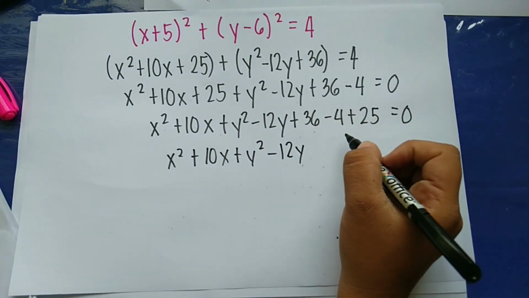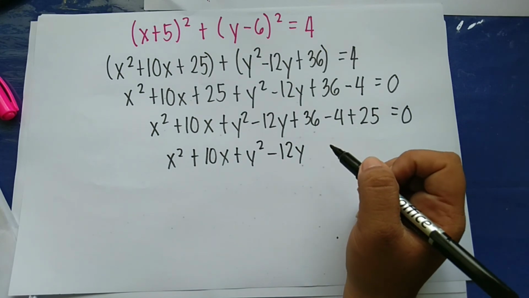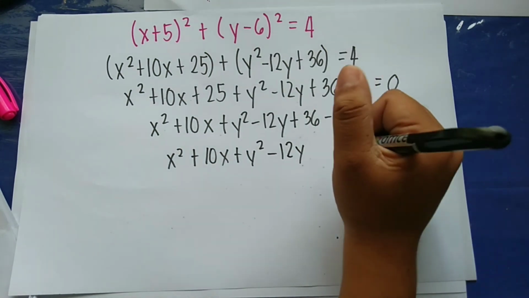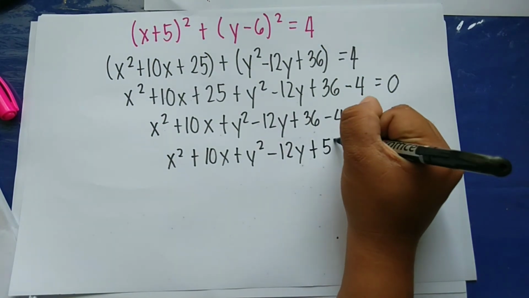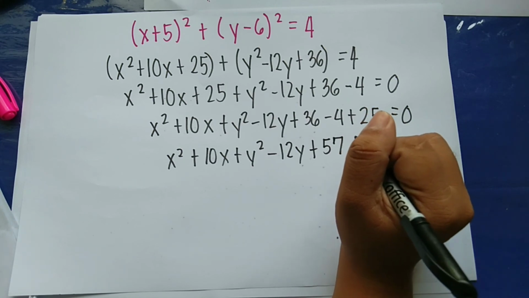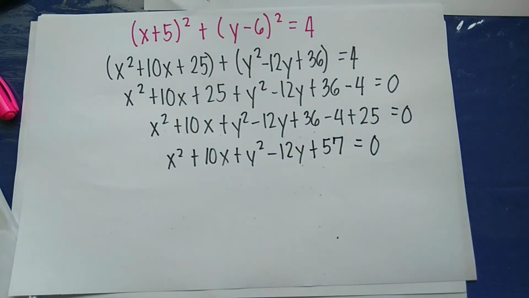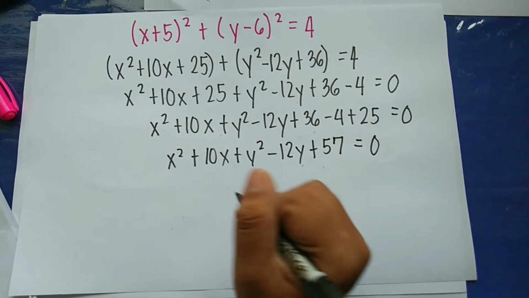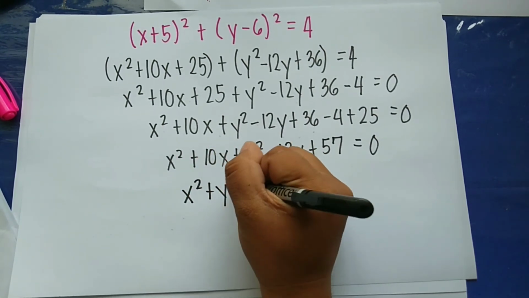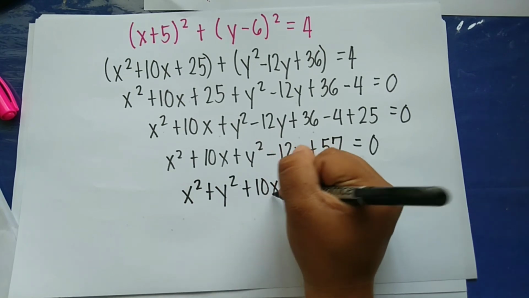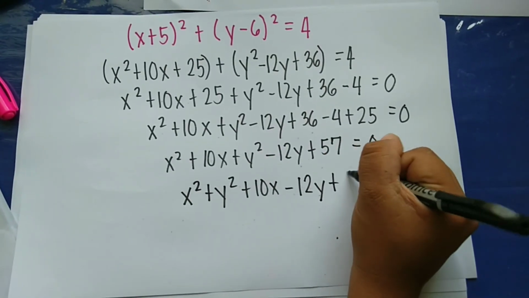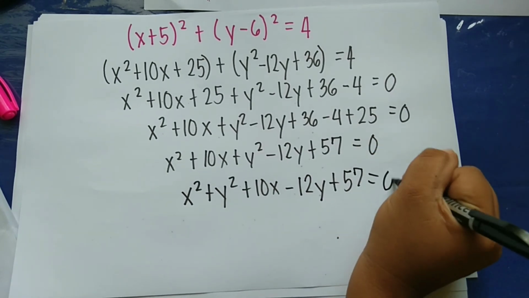Okay. 36 minus 4 is equal to 32 plus 25 is equal to 57. So we have positive 57 is equal to 0. And we will follow the general form. Rearrange the terms. We have x squared plus y squared plus 10x minus 12y plus 57 is equal to 0.